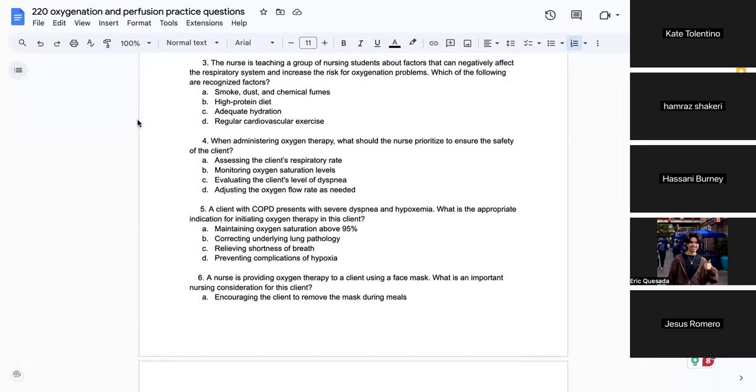The nurse is teaching a group of nursing students about factors that can negatively affect the respiratory system and increase the risk for oxygenation problems. Which of the following are recognized factors? So we have A, smoke, dust, and chemical fumes, B, a high protein diet, C, adequate hydration, or D, regular cardiovascular exercise.